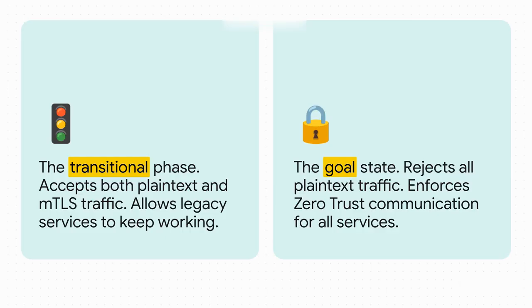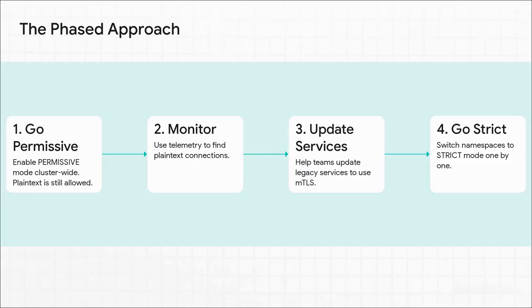Then you have strict mode. This is the goal. This is the bouncer with the clipboard and the velvet rope who says, nope, if you're not on the mTLS list, you're not getting in. It rejects all plain text traffic. This is how we enforce zero trust. So, here's the game plan, step by step.